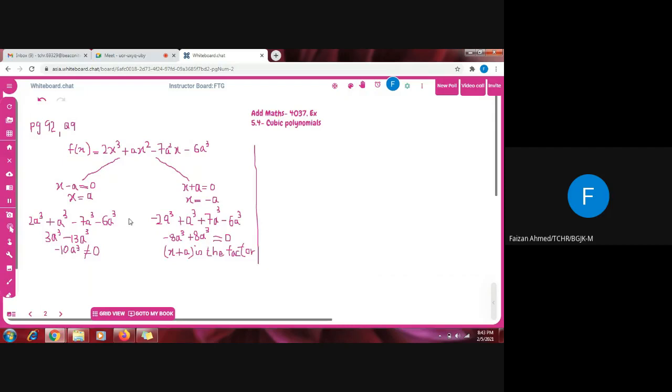What did I do? I just equated with 0, find the value of x, and then put back this value of x into the polynomial and see whether the remainder is coming out to be 0 or not. If the remainder is coming out to be 0, then we can say that it is a factor. If it is not coming out to be 0, then we can say that it is not a factor. So now I have a factor x plus a.